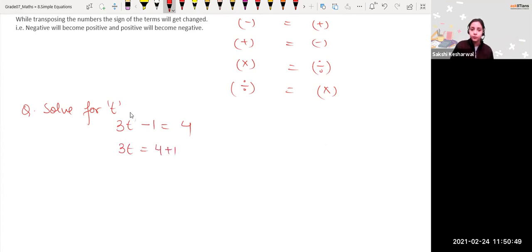So negative one will become what? Positive one to the side. So 3t is equal to what? 5. Now 3 is in multiplication, so it will become what? Division on this side. So t is equal to what? 5 by 3. That's it, your answer, right?